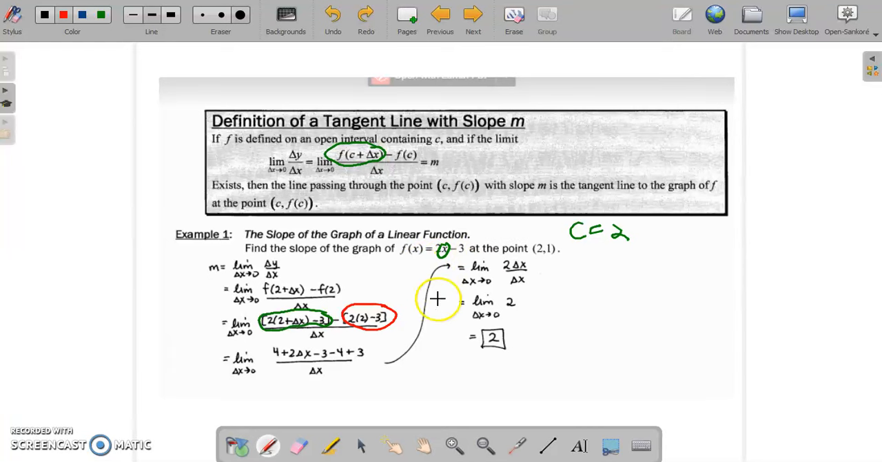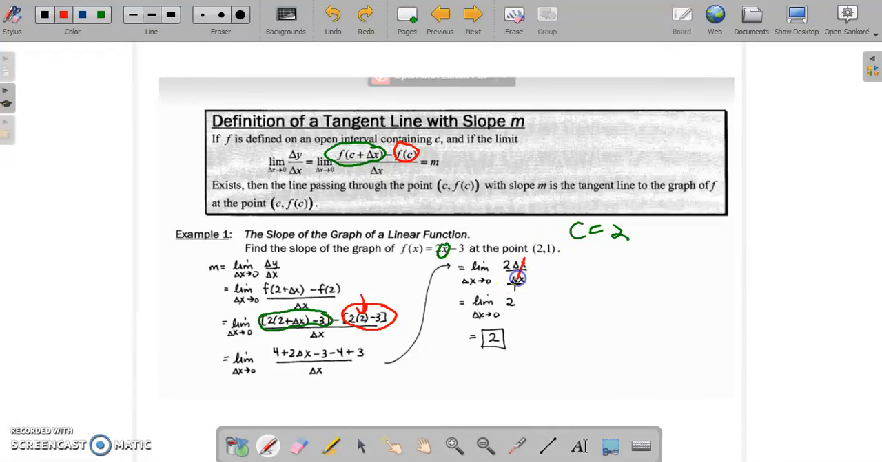I plugged 2 in for c, and there it is right there. And that's this part. Okay? And then we got delta x down there. So when you simplify this, you multiply it out, use the distributive property. You got 4 plus 2 delta x minus 3 minus 4 plus 3. So when you simplify all this out, you get 4 minus 4, negative 3 plus 3. Those are gone. Those cancel each other out. So you're just left with 2 delta x.